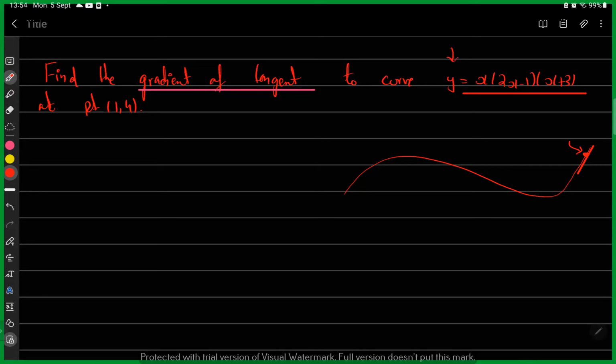So I know one thing for sure, that the curve is y equals x multiplied by (2x minus 1) into (x plus 3). How do we differentiate this? Have we studied a rule, something where we have things being multiplied with each other?